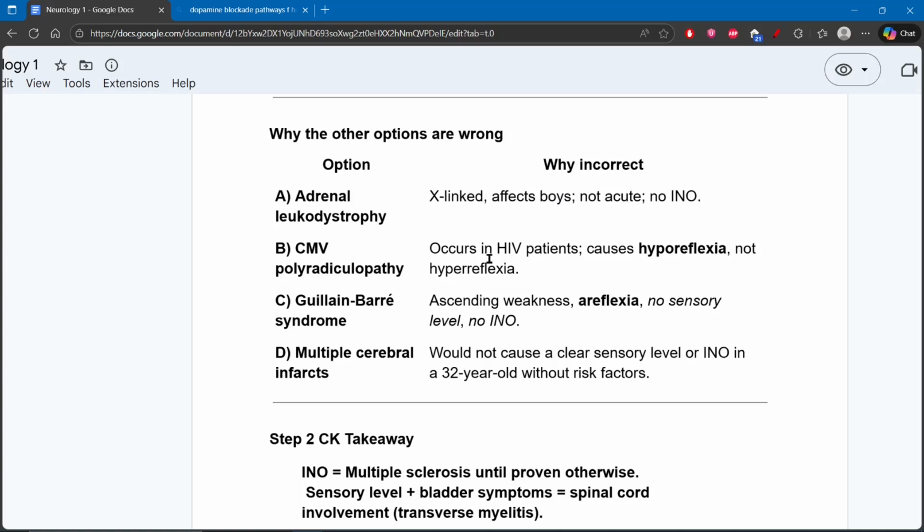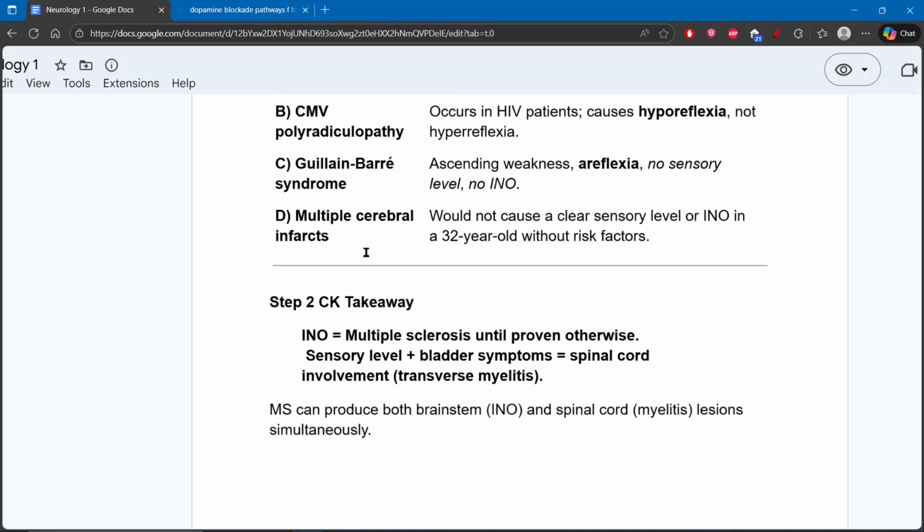CMV polyradiculopathy occurs mostly in HIV and immunocompromised patients, and it causes hyporeflexia, not hyperreflexia. Guillain-Barré syndrome causes ascending weakness and areflexia, not hyperreflexia, and also has no INO. It has no sensory level indication. Multiple cerebral infarcts would not cause a clear sensory level. Again, it's a spinal cord problem.